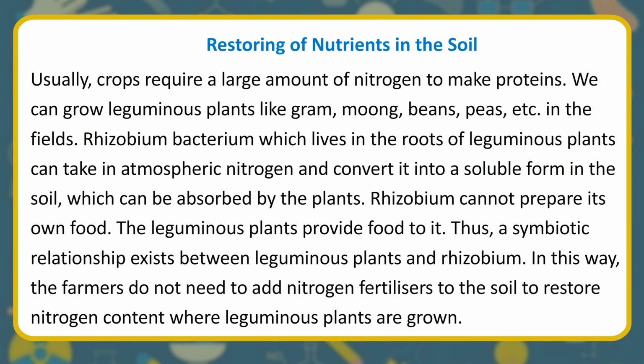We can grow leguminous plants like gram, moong, beans, peas, etc. in the fields. Rhizobium bacterium, which lives in the roots of leguminous plants, can take in atmospheric nitrogen and convert it into a soluble form in the soil, which can be absorbed by the plants.